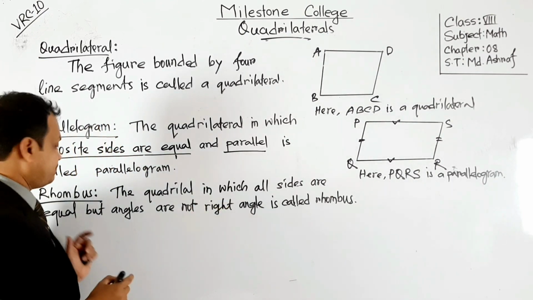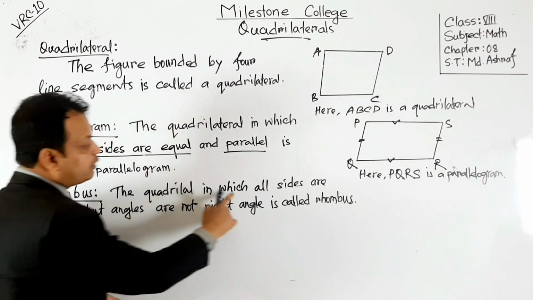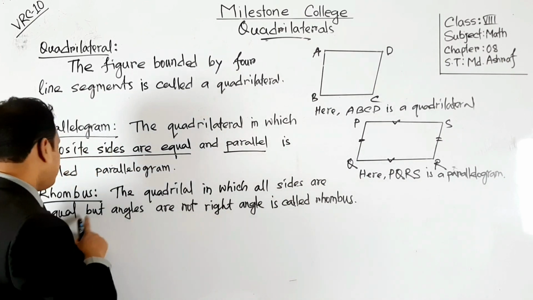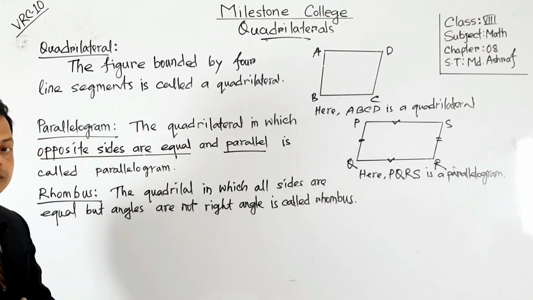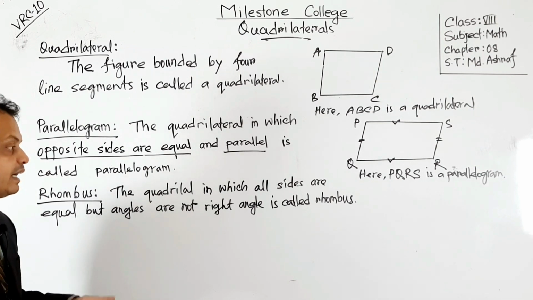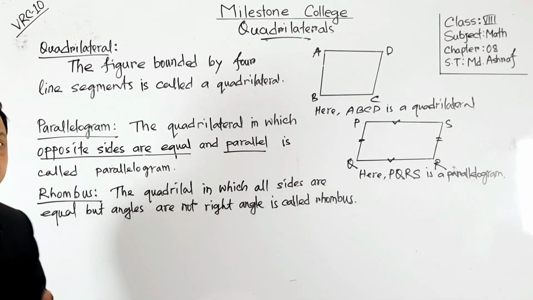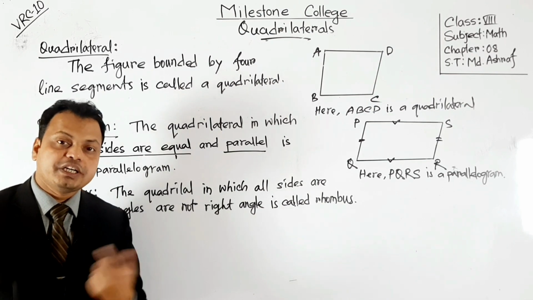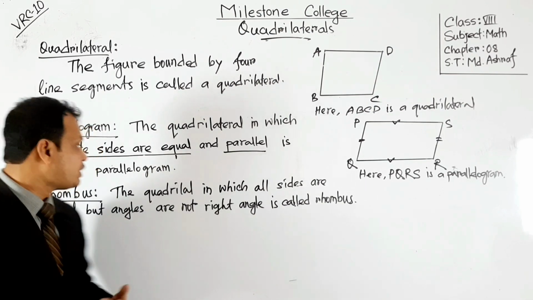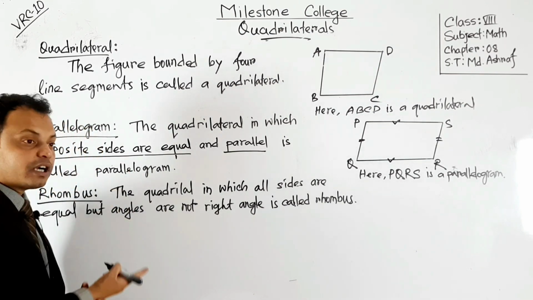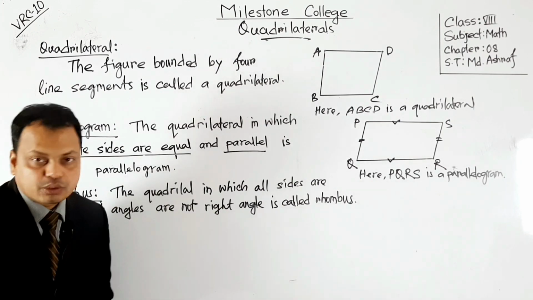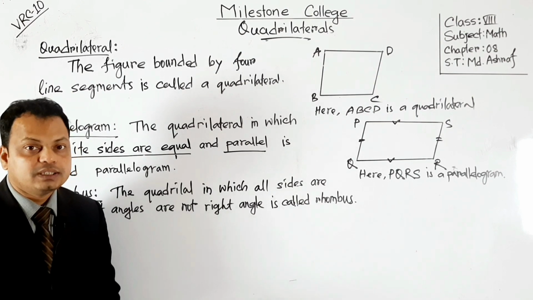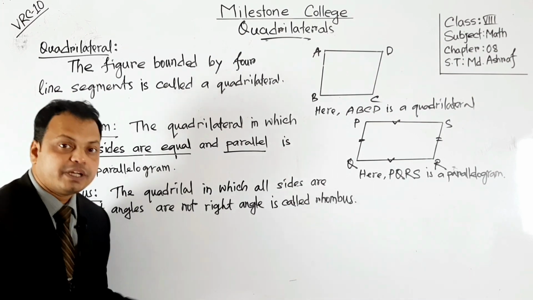Another one, rhombus. The quadrilateral in which all sides are equal but angles are not right angles. All sides will be equal but angles will not be right angles. This one will be called rhombus. We can tell the definition in a different way. Rhombus is one kind of parallelogram. So, if we tell that a parallelogram whose all sides are equal, then the figure will be a rhombus.